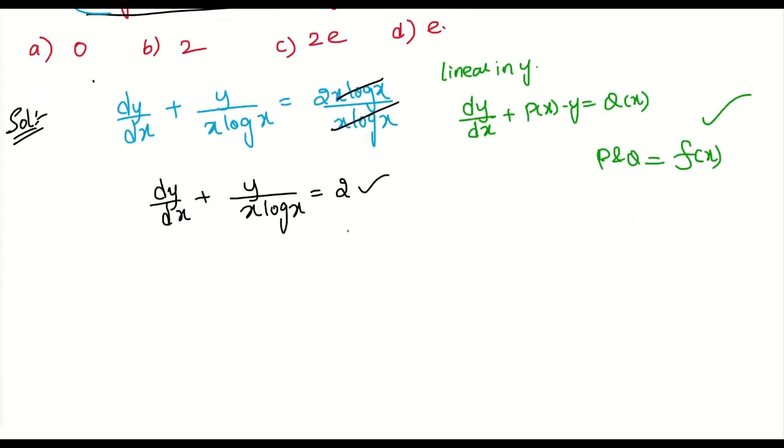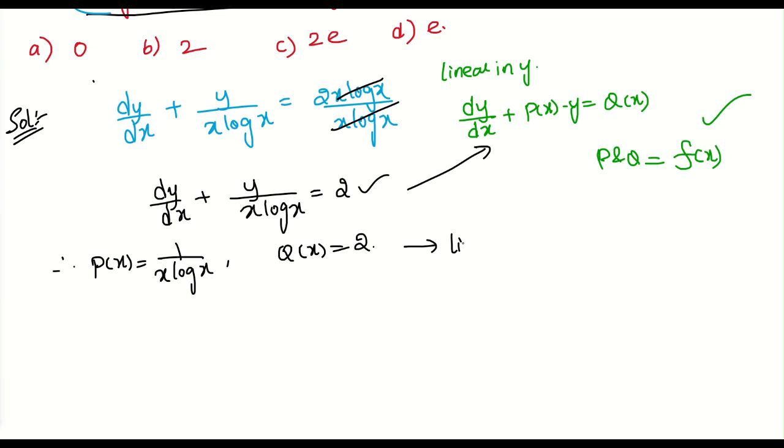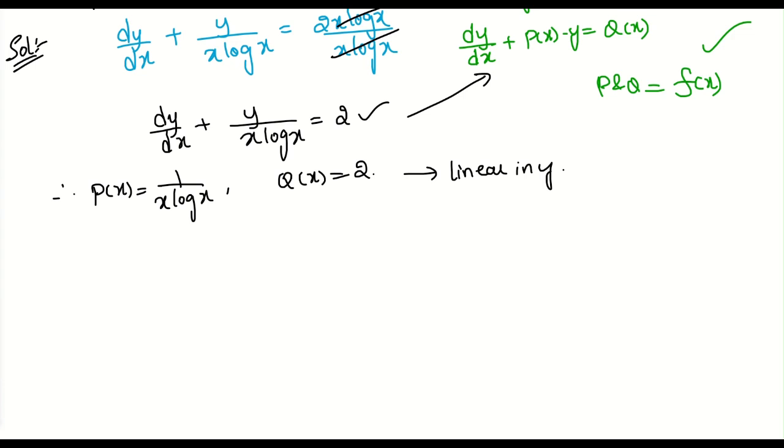Is it clear? Now I can easily compare this with the standard form. Therefore, p of x is nothing but 1 by x times log x and q of x is nothing but 2. Yes, we can say this is linear in y. If it is linear in y, what we have to do? We have to find the integrating factor. What is the integrating factor? It is e power integration of p dx. This is a formula, right? So this is e power integration of 1 by x log x dx.